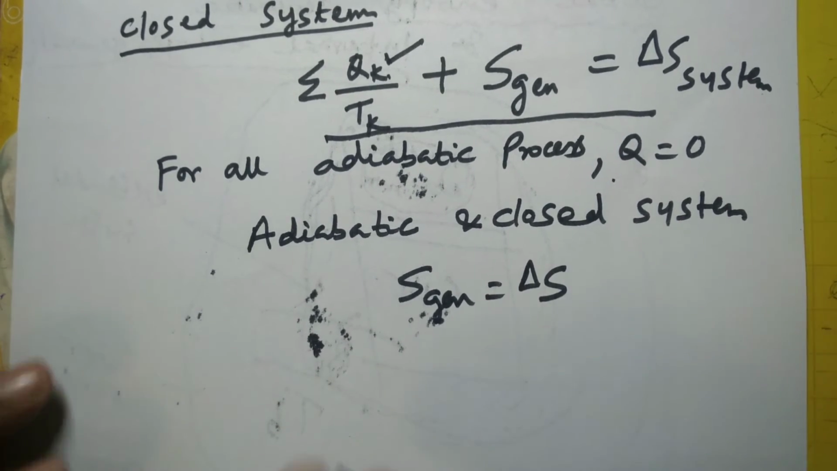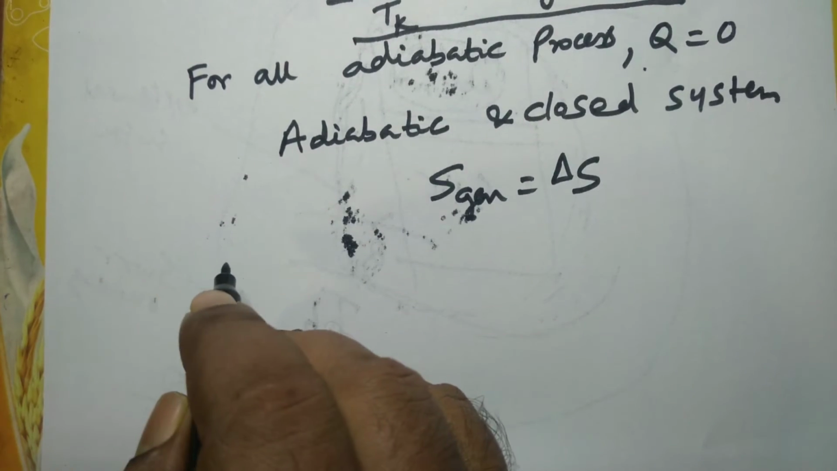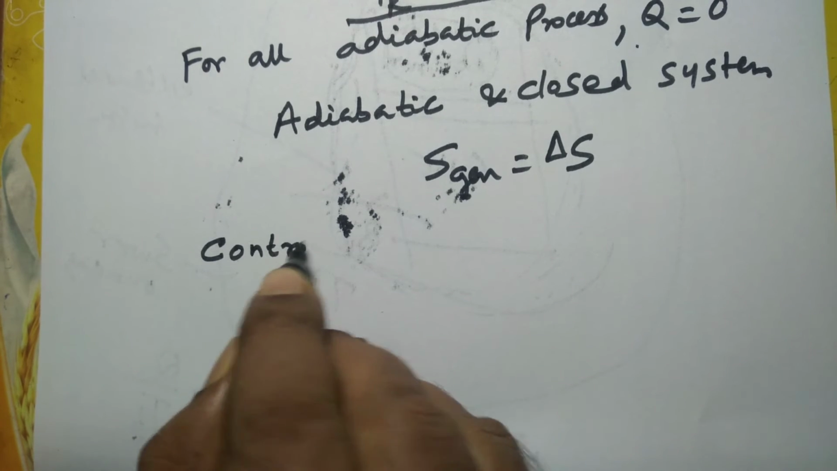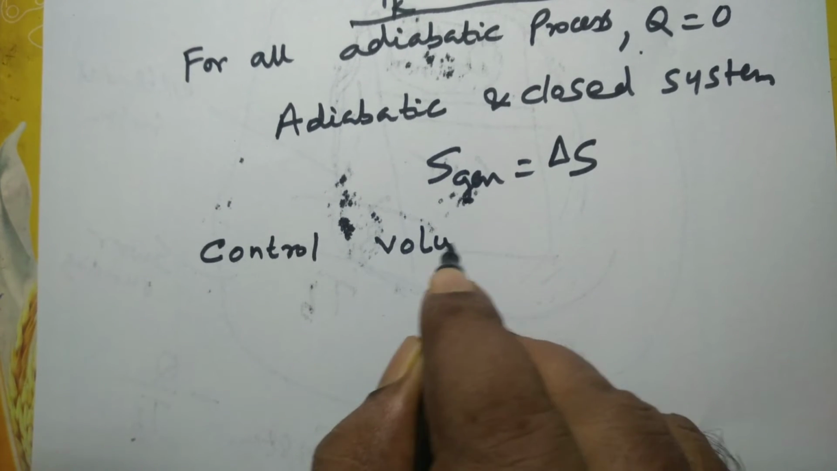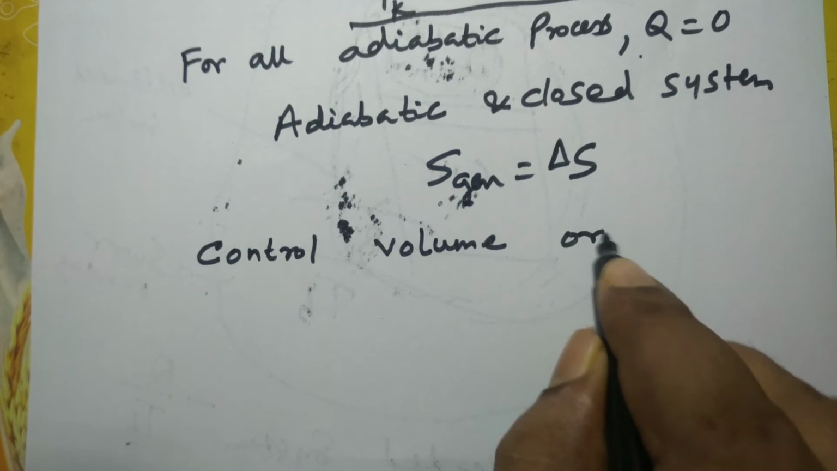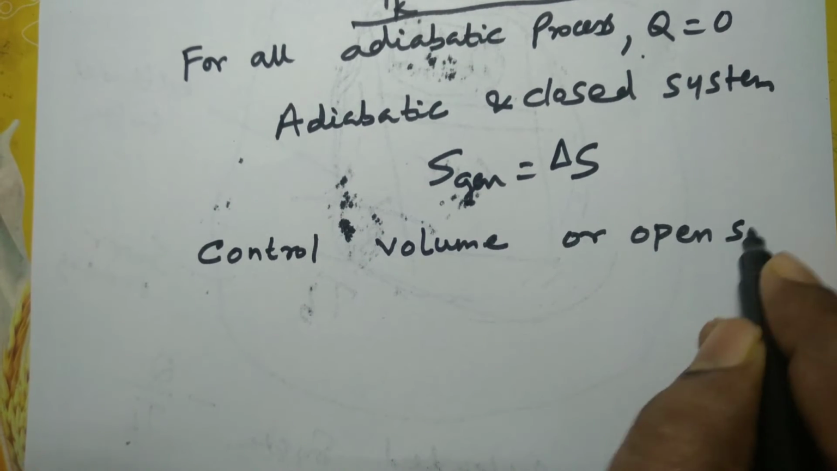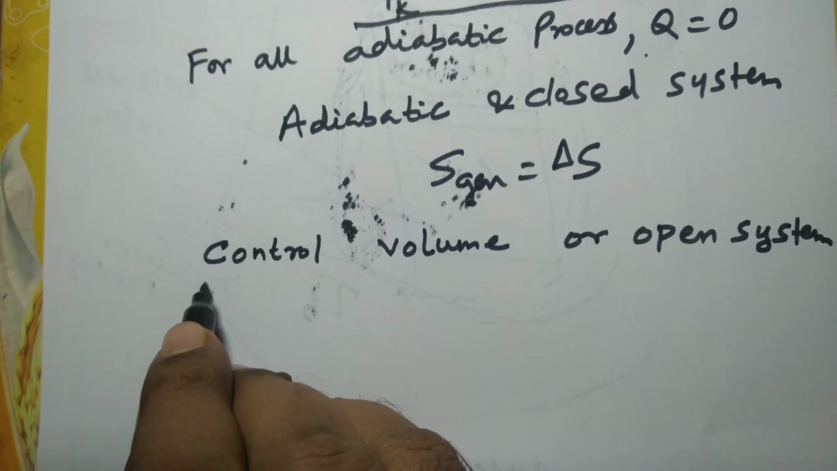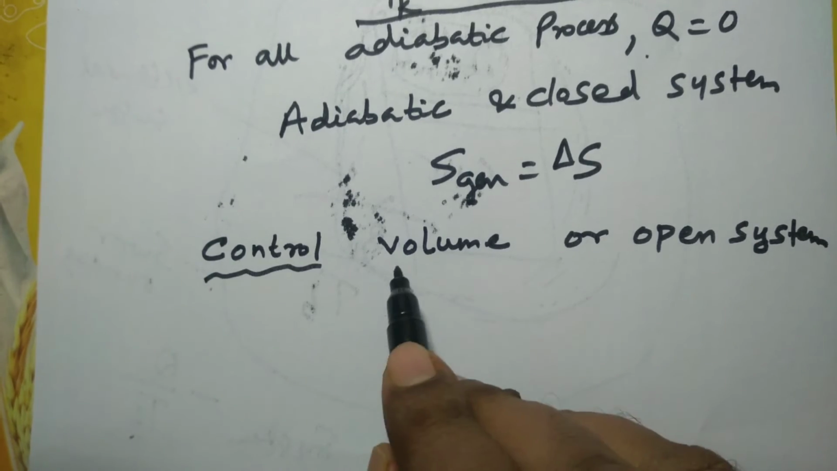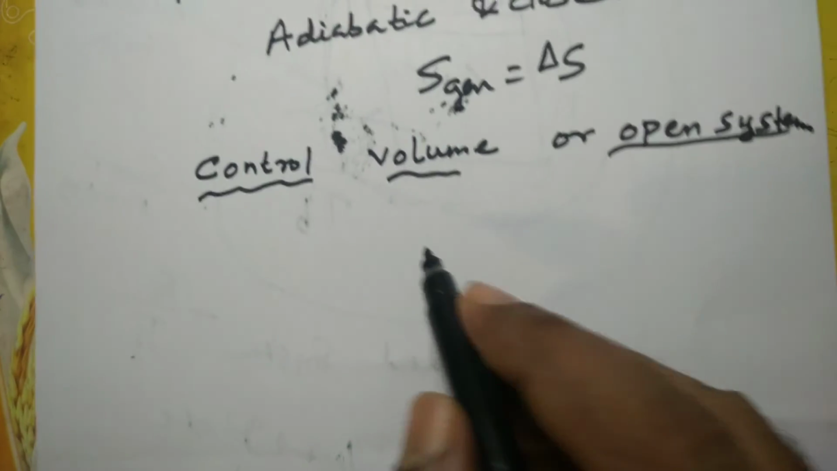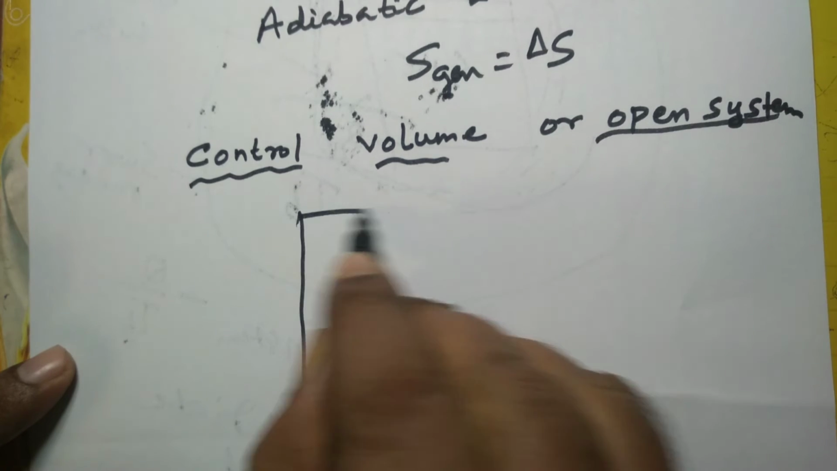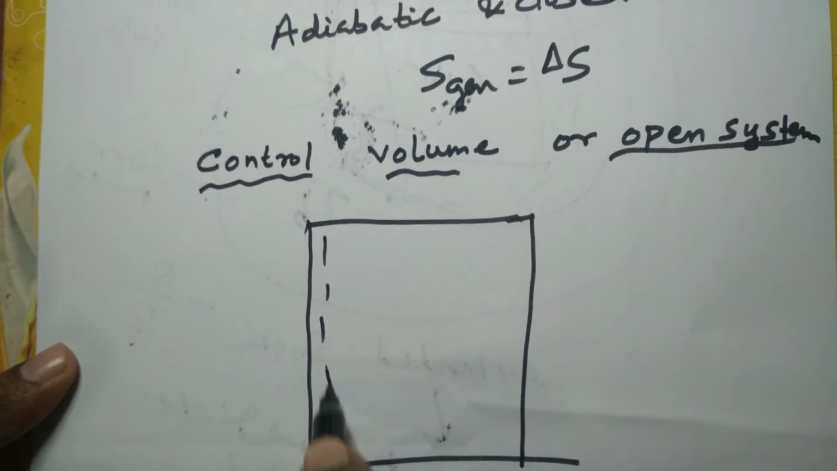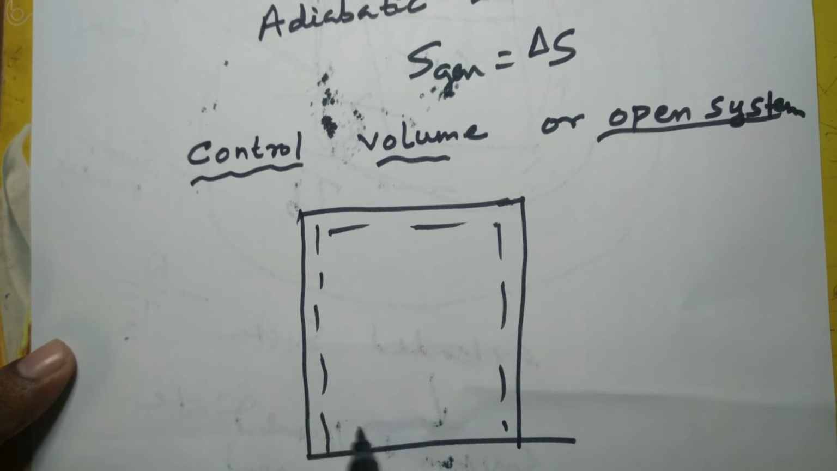So how to calculate this entropy change in case of a control volume, or you can say open system? What will be the entropy balance equation for a control volume or open system? You see, this is the control volume. Control volume means both mass and energy interaction can take place. So this is your boundary, or you can say control surface also.